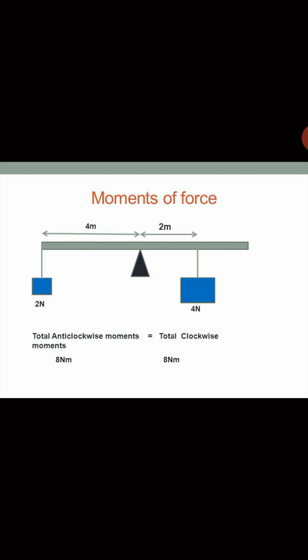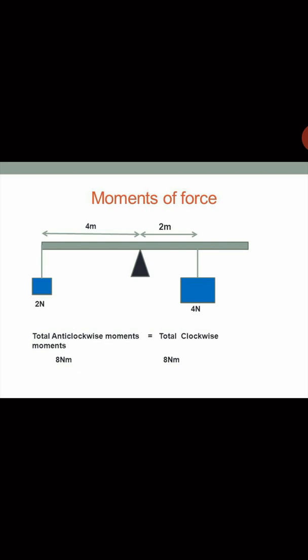The pivot is the triangle which is black in color. Let's see the clockwise, right hand side of the pivot. The force is 4 Newton and the distance is 2 meter. So what will be the clockwise moment? Clockwise moment will be force into distance, that is 4 into 2, which gives you 8 Newton meter. So 8 Newton meter is the clockwise moment.